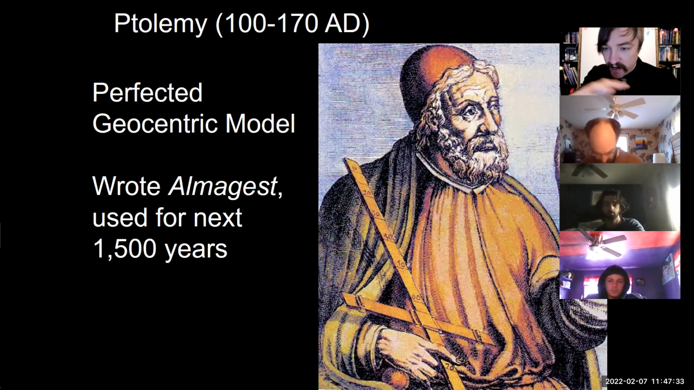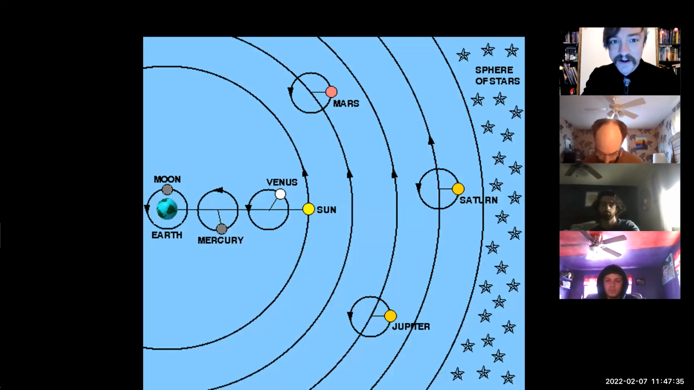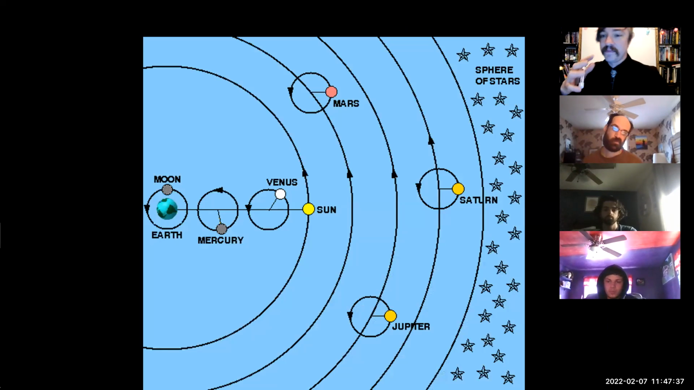Over the next 1,000 years or so, the model started to break down because it did not actually philosophically represent the true nature of planetary orbits. Planets do not actually orbit Earth, they orbit the sun.